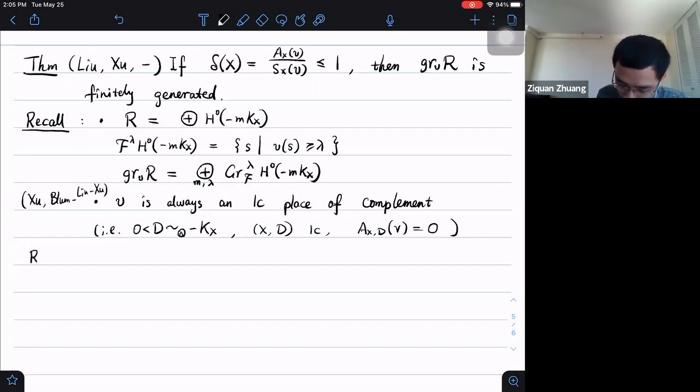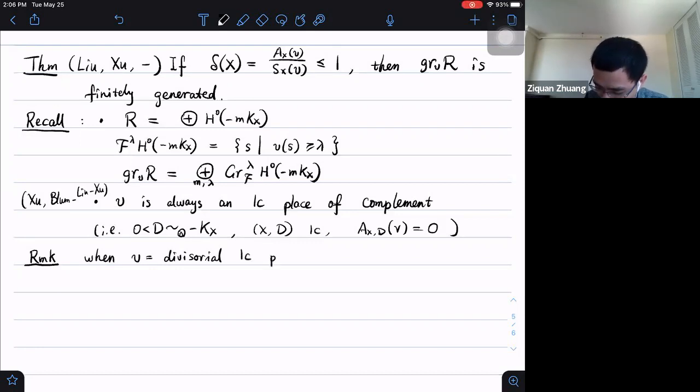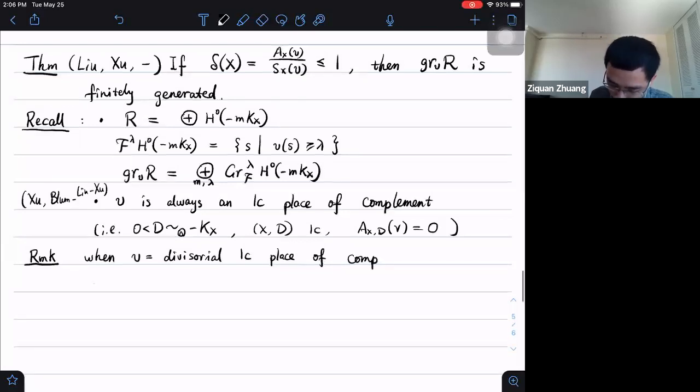And let me remark here also, why is this called the higher rank finite generation conjecture? When the valuation has rational rank 1, that's when it's a divisorial valuation. In other words, it comes from an actual divisor on some birational model. When this valuation is divisorial, this finite generation result is basically a consequence of BCHM, Birkar, Cascini, Hacon, McKernan. Because when this is a divisorial log canonical place of complement, BCHM gives you the finite generation we want.